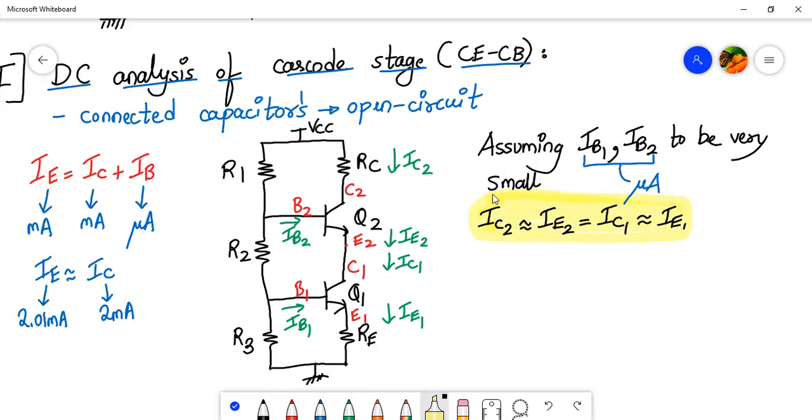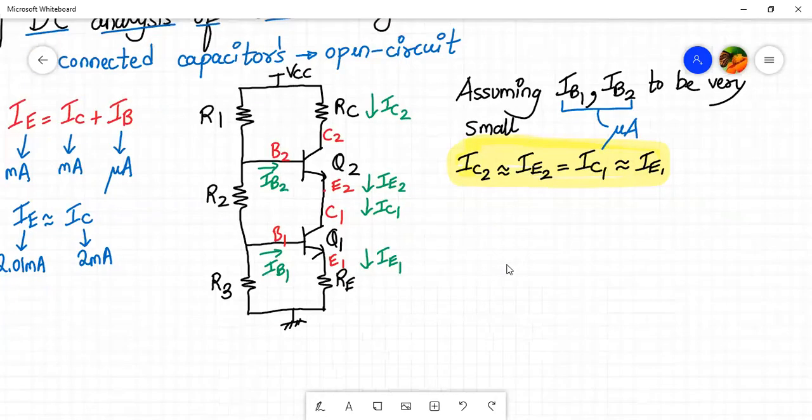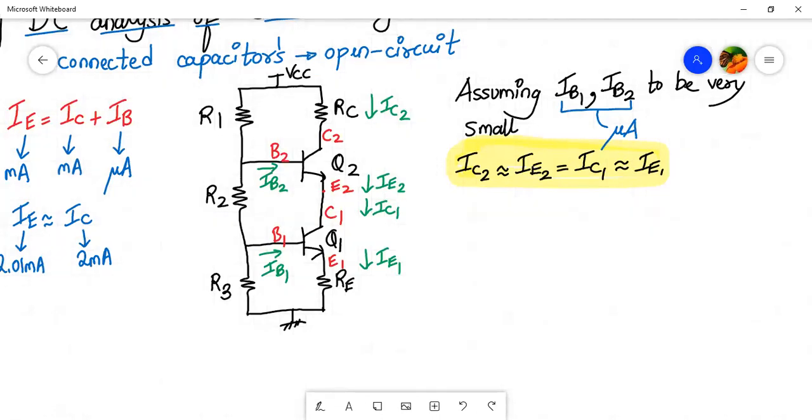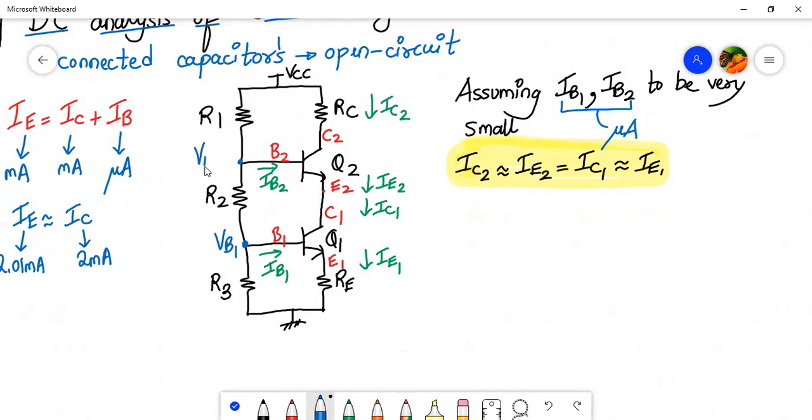All right. The next thing we have to do is calculate the voltages VB1 and VB2. So basically, let me mark the voltages over here. This is VB1 at this node, and here it will be VB2. First of all, let us calculate VB1. For VB1, we have considered that IB1 and IB2 are almost negligible.